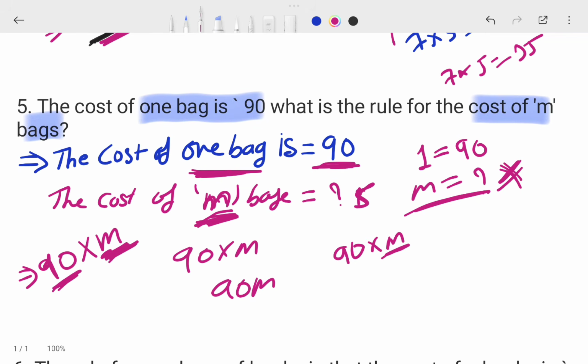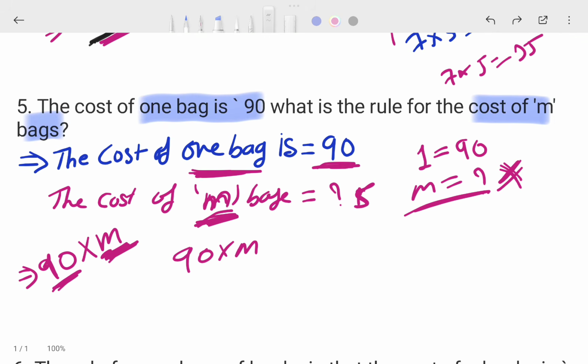So how many bags do we need? 1 bag, 2 bags, 3 bags, you just multiply in the place of m, and you will find the answer. Like the price of one bag is 90, if you need 5 bags, in the m here we will write 5, so you will find 450, right? So generally our answer is this one only. I hope you will understand.